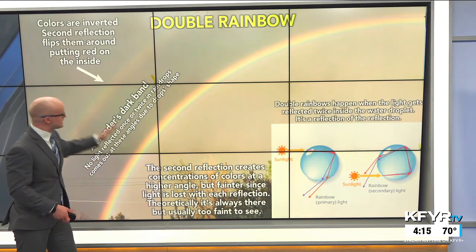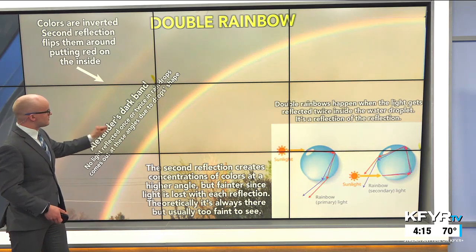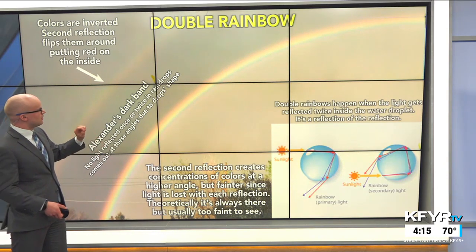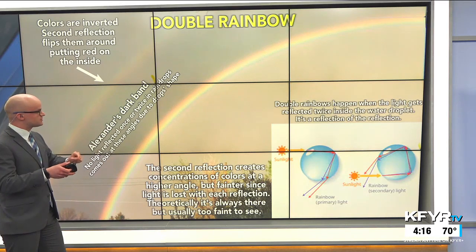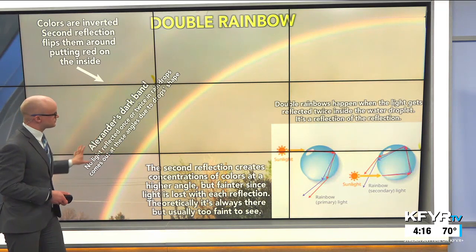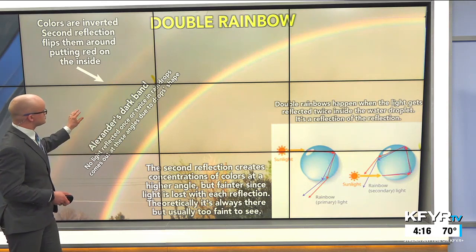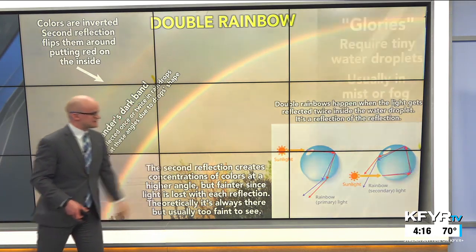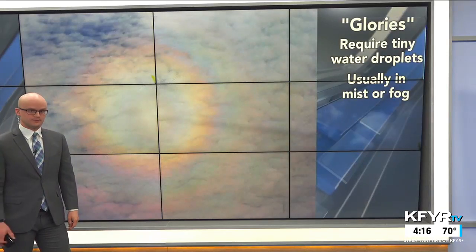And then in between the two rainbows is what's called Alexander's dark band. No light is reflected once or twice inside of our raindrops at these particular angles due to the raindrop shape. So that's why we have that darker band in between the double rainbow, and then again the brighter white light is being scattered below the primary rainbow.